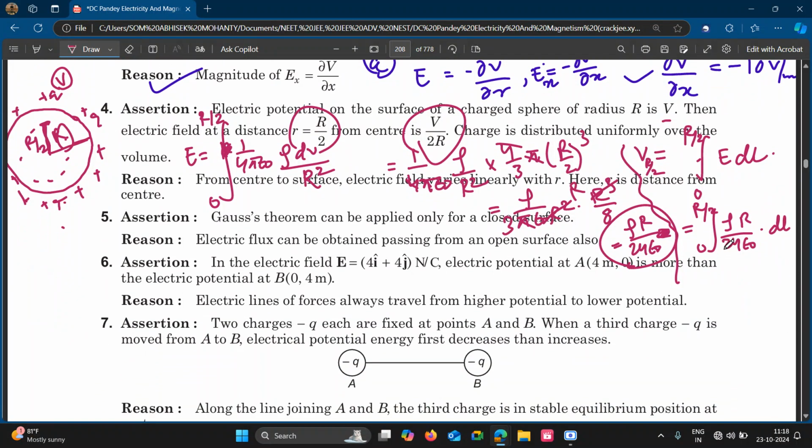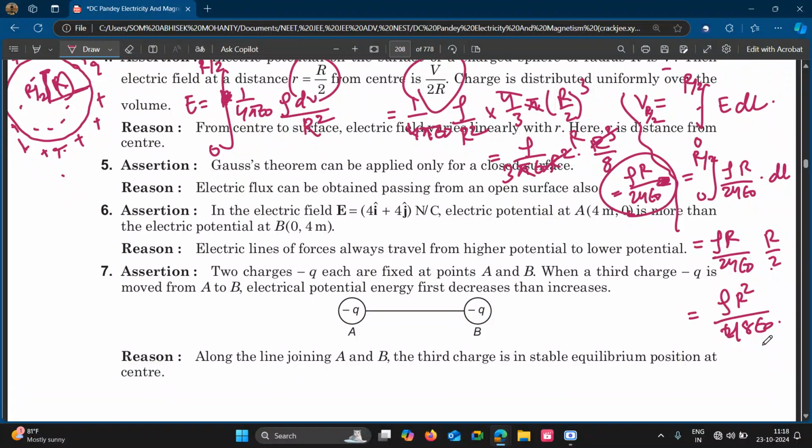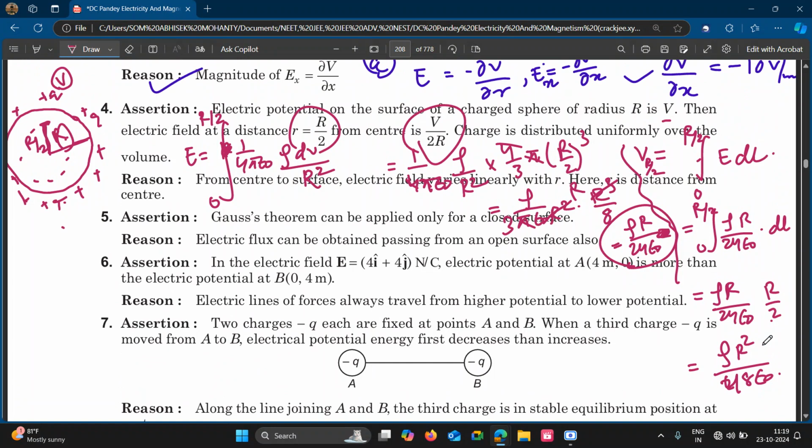So rho R by 24 epsilon naught, dl is what? dl is 0 to R by 2, that means simply R by 2. So we can say rho R square by 48 epsilon naught. So, is it V by 2R? We have to prove that.